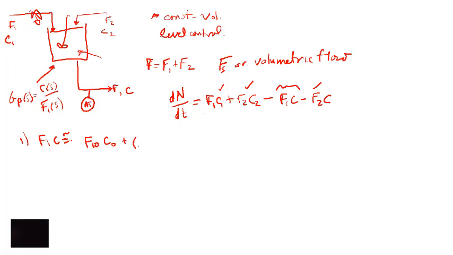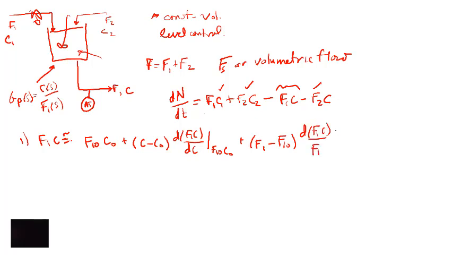Plus, we're going to have the linear term in terms of concentration. This is going to be C minus C naught times the derivative of the function F1C with respect to C, evaluated at the initial condition F10, C0. Plus, we're going to have the linear term with respect to the flow, which is F1 minus F10, multiplied by the derivative of the function F1C with respect to the flow F1, evaluated at F10, C0.